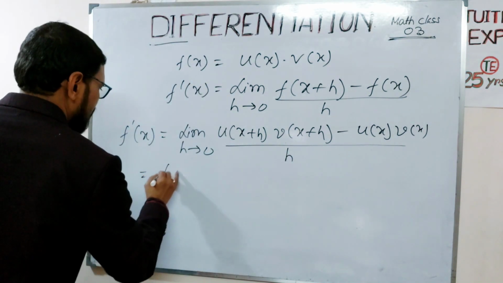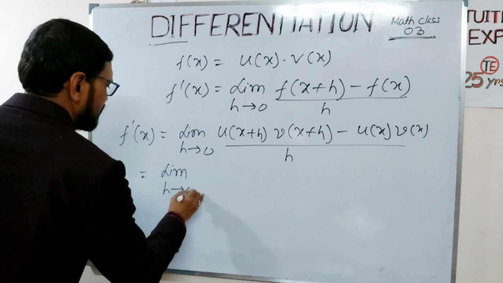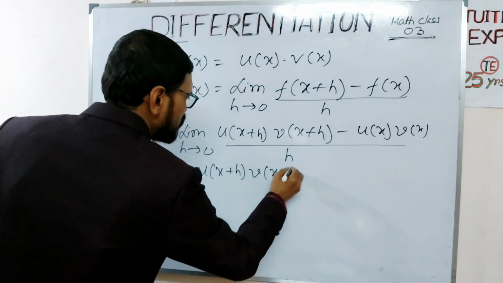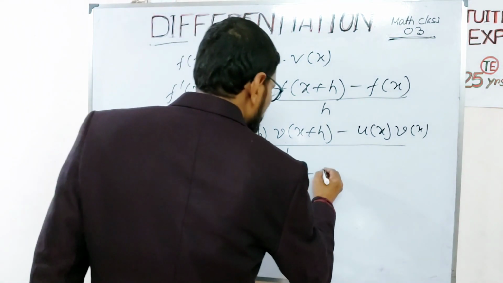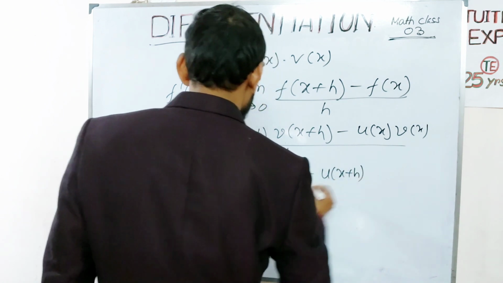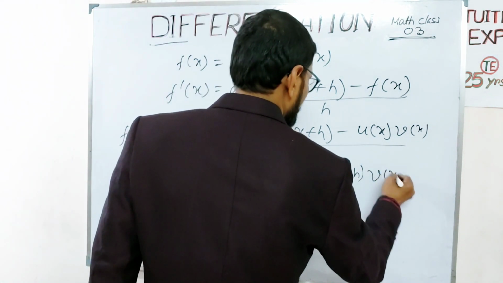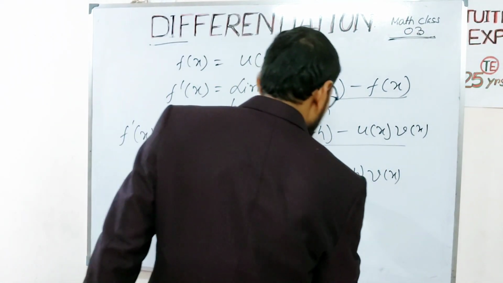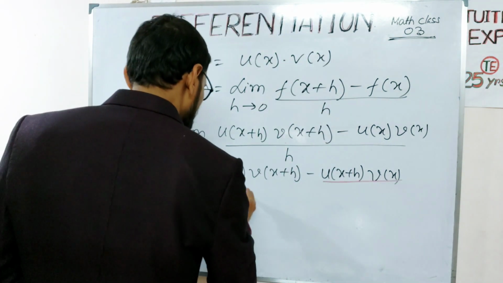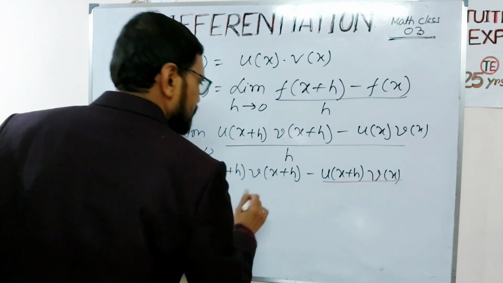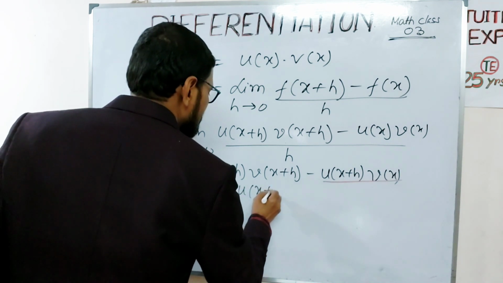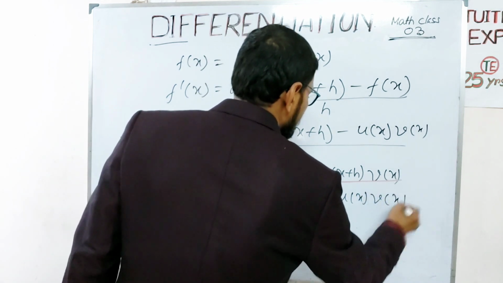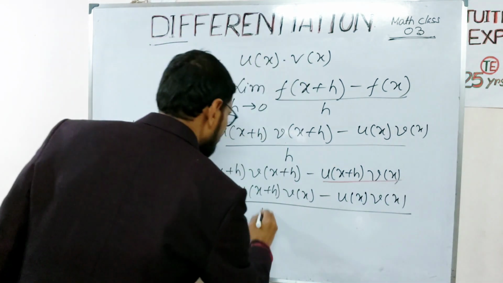Next, u of x plus h into v of x plus h minus u of x plus h into v of x. We adjust this term, so remember here we adjust this term u of x plus h v of x. So plus, we have to add u of x plus h into v of x minus u of x into v of x, by h.